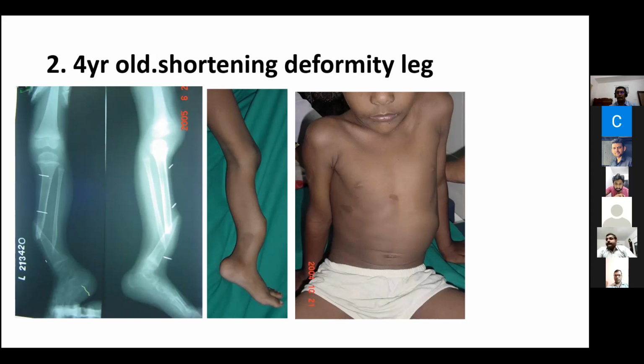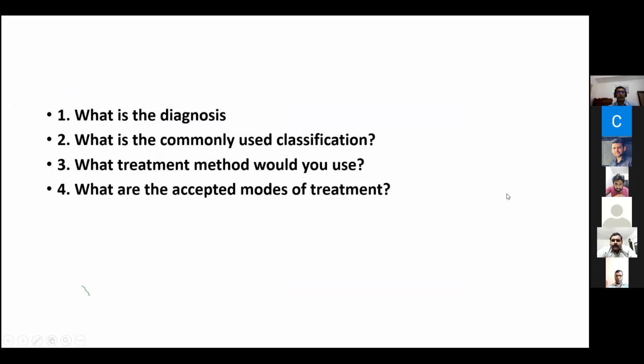Other congenital deformities such as arthrogryposis congenita. Okay, you got the diagnosis. What is the commonly used classification? Crawford classification. There are two classifications, Boyd's classification and Crawford classification. Crawford is by Alan Crawford, who has done a lot of work on neurofibromatosis.